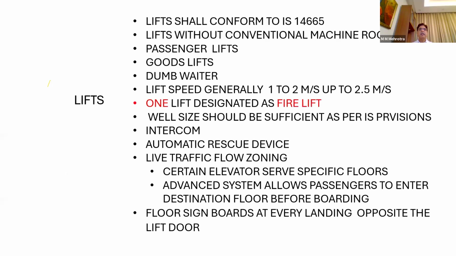Lifts, I will just mention lifts. They conform to certain IS. A lift can be with a conventional machine room which is provided on the top, or nowadays the complete machine is provided on the top of the lift itself. So there is no requirement of any machine room there. Lifts are categorized as per their use. So they can be passenger lifts, goods lifts, or dumbwaiters.